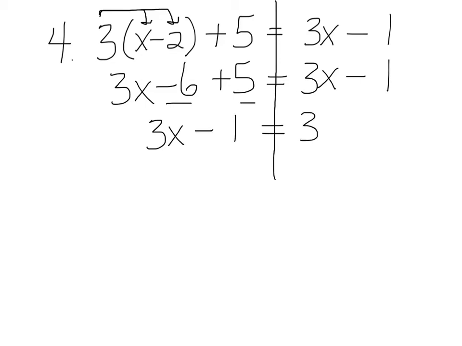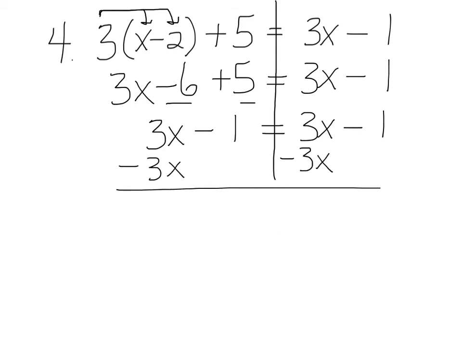Negative 1 equals 3x minus 1. Something seems a little strange in this step right now because I have the same thing on both sides. But let's try to do what we just did in example number 3 and try to get all the variables on one side first. So I'm going to try to move the 3x's on the right-hand side to the left-hand side. It really doesn't matter, but I'm going to subtract 3x from both sides.